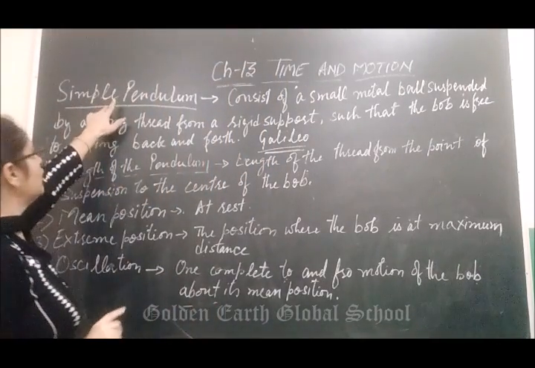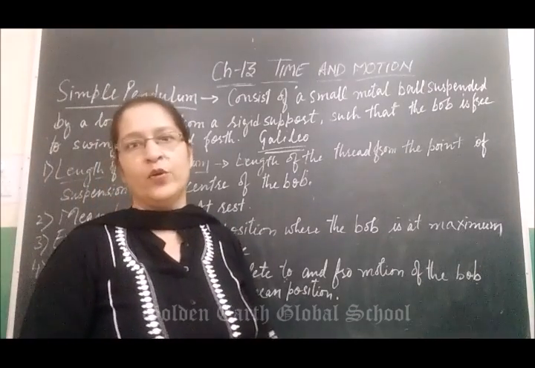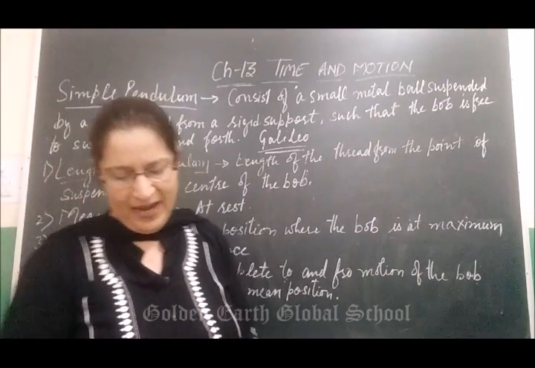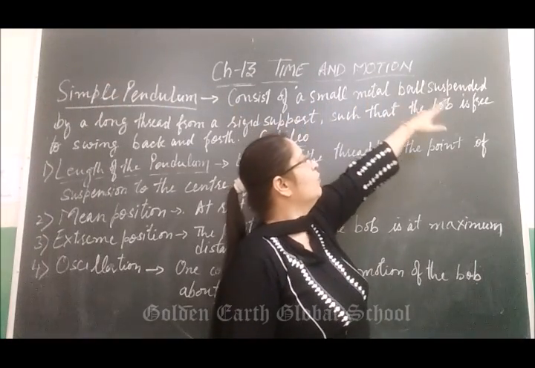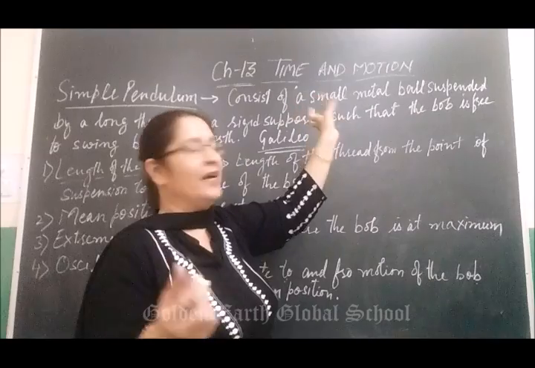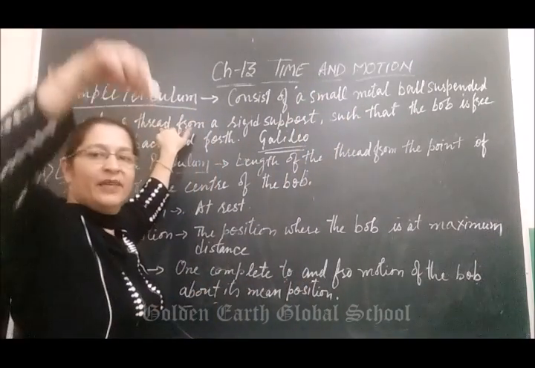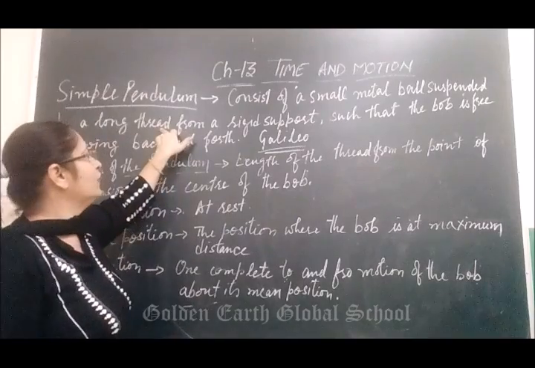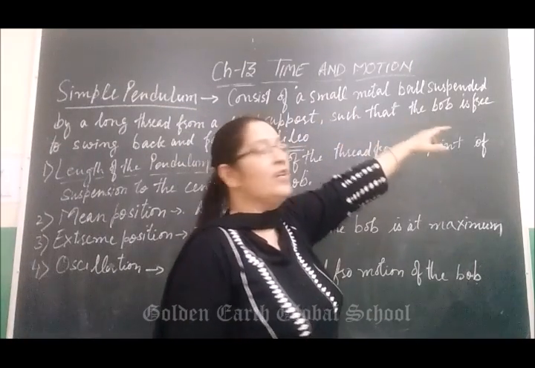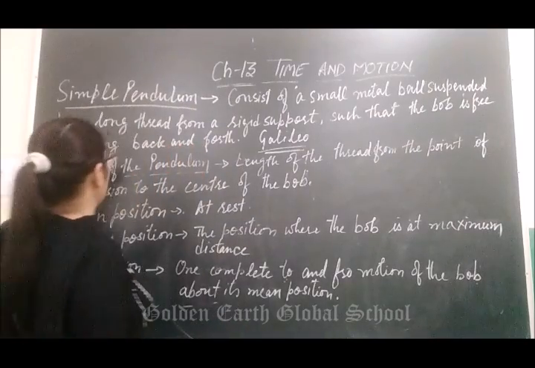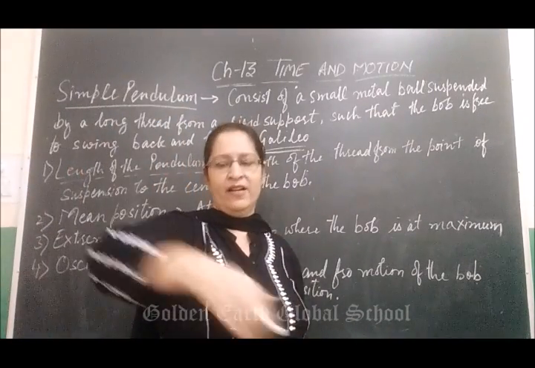Yes, next topic is the simple pendulum. What do you mean by simple pendulum? A simple pendulum consists of a small metal ball suspended by a long thread from a rigid support, such that the bob is free to swing back and forth.